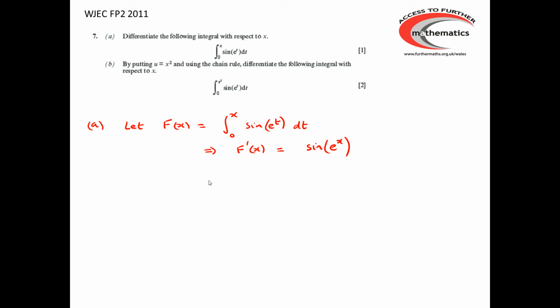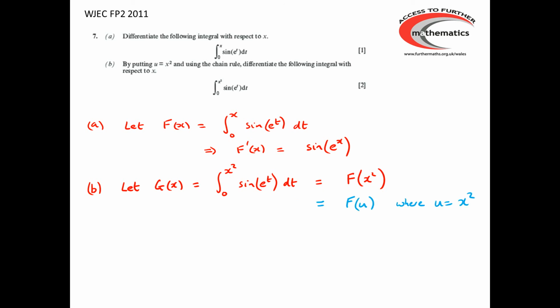Moving on to part B, let us define G of x to be the integral between 0 and x squared of sine e to the t dt. Now the only difference between G of x and F of x is simply that the limit has changed. So we can say that G of x is the same thing as F of x squared. Or in other words, G of x is the same thing as F of u, where u equals x squared.